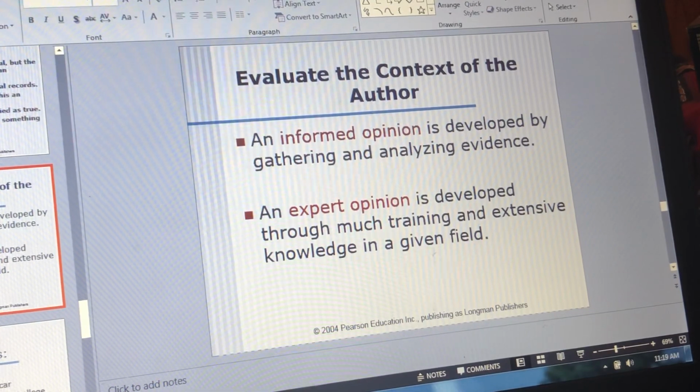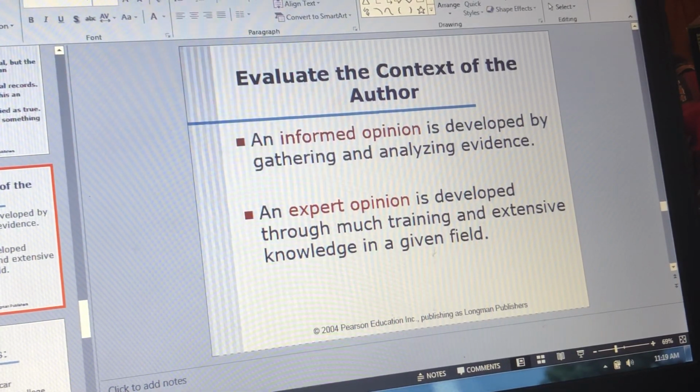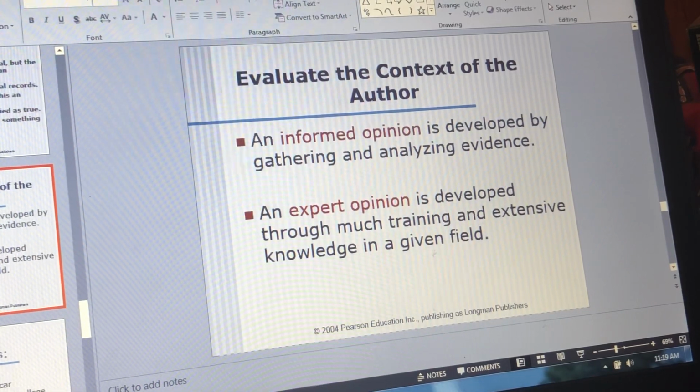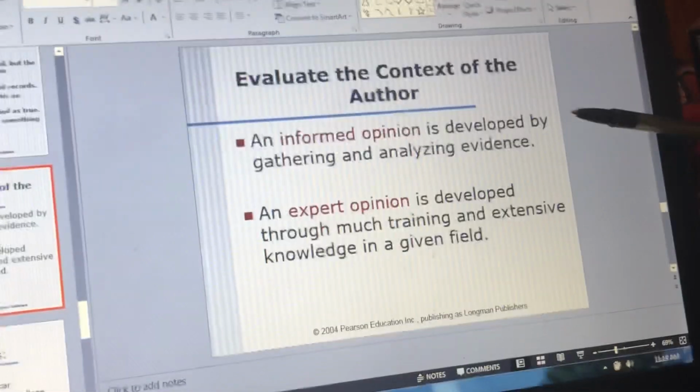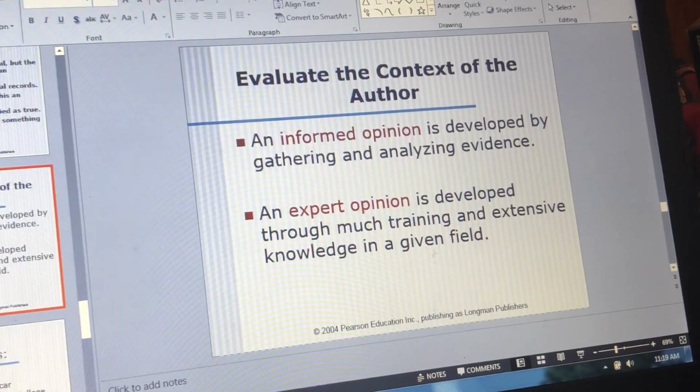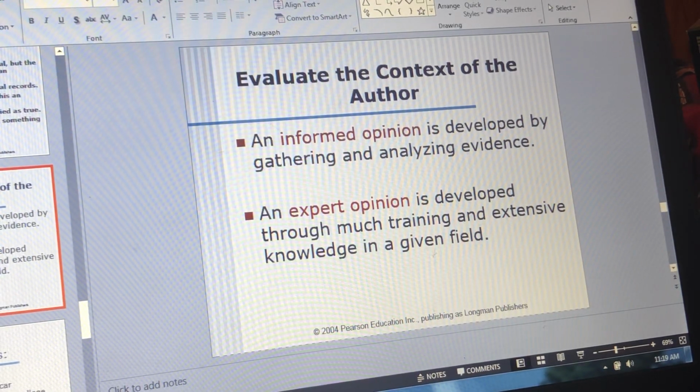So, especially on the internet, research involves not only finding the facts, but then investigating who's giving you those facts, and asking, are they true facts? How do I know this? Who is this person who's bolstering my argument? Okay, all right. So, an informed opinion is developed by gathering and analyzing evidence. This is what you're doing when you're writing an essay. That's why you're doing the research, so that you're defending your beliefs based on rational evidence gathering and analysis.